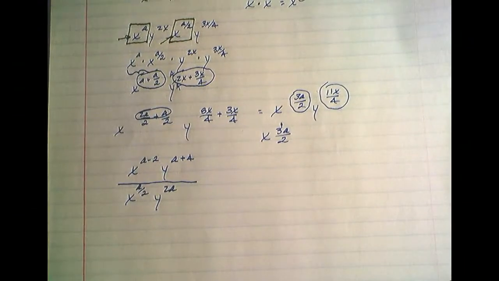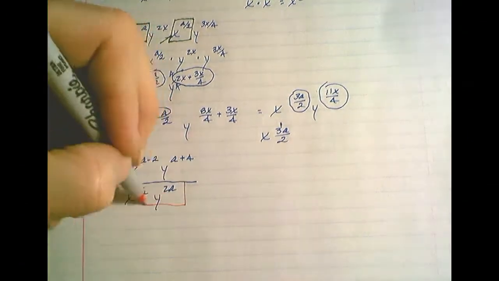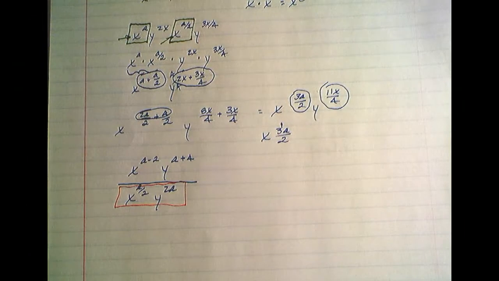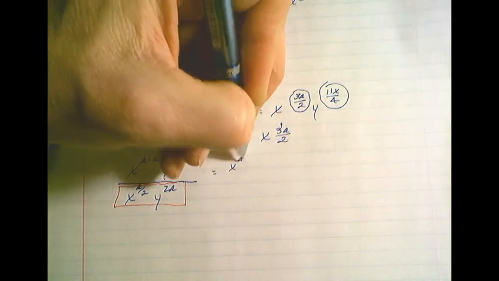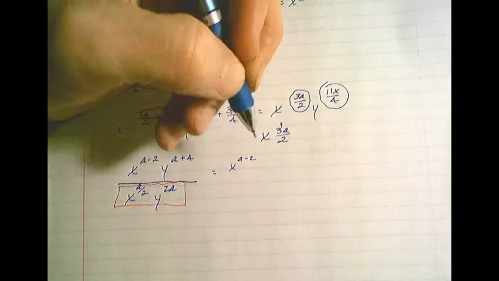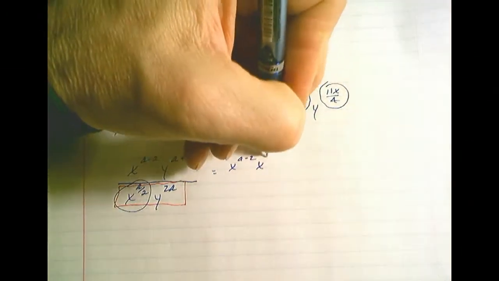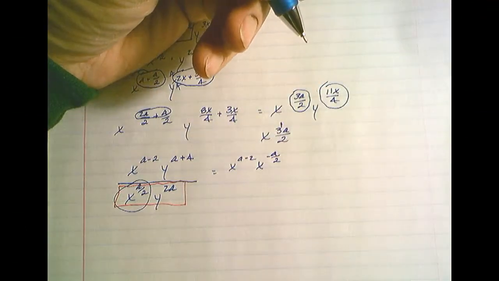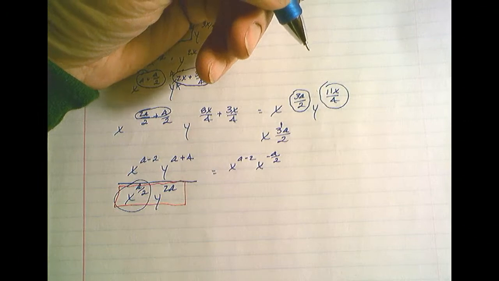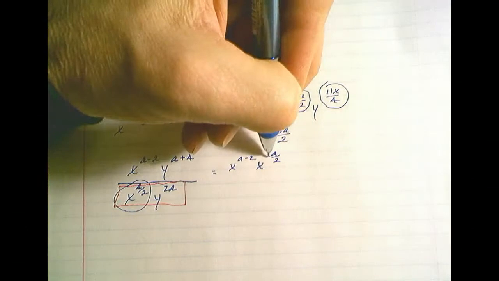First thing I would do with this is move my denominators up into the numerator position so that everything is on the same level. Okay, so I'm going to rewrite this as x to the a minus 2, and then I'm going to bring up this and write it as x to the negative a over 2. Remember, you can move any term above or below, into its opposite position, as long as you change the sign of the exponent.